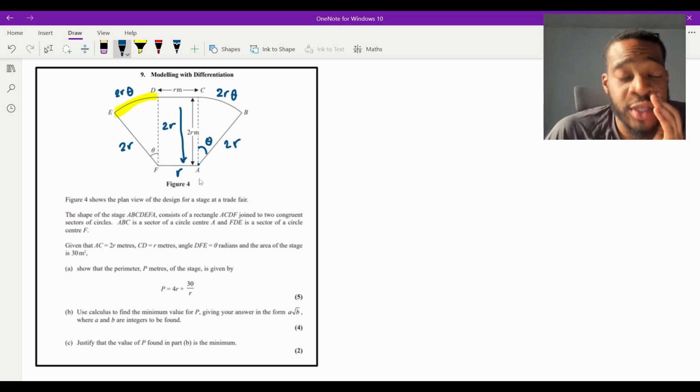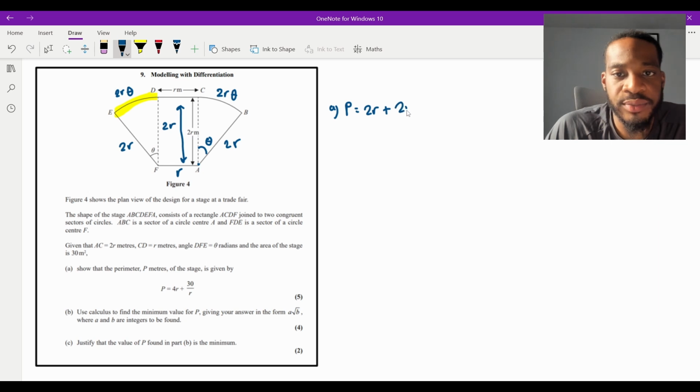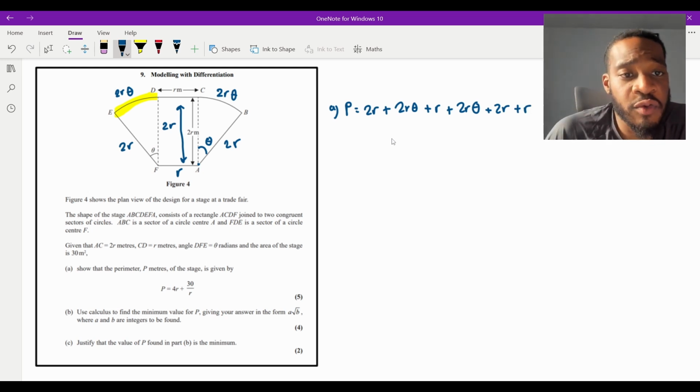So we want the perimeter. Let's get an expression for the perimeter. I've labeled every side that we need. So for part A, the perimeter P is going to equal, I'm going to start from here and go around anti-clockwise, so it's 2R plus 2R theta plus R plus another 2R theta plus 2R, and then plus r. That is going to be our expression for the perimeter.